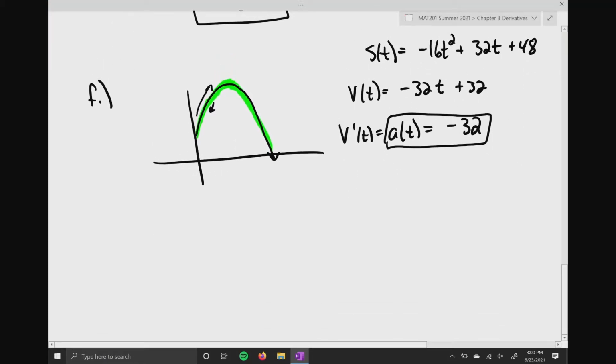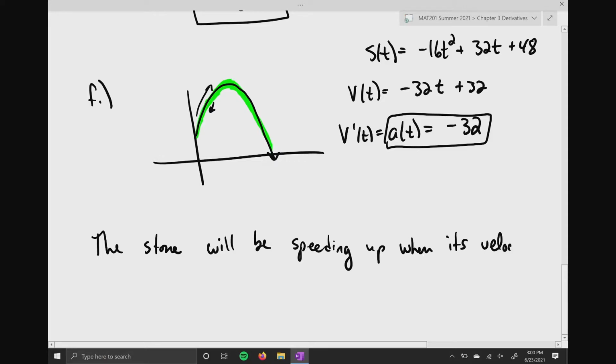summarize what's happening here in answering the question, on what intervals is the speed increasing? Well, I'm just going to write out a nice sentence here: the stone will be speeding up when its velocity is also negative. Okay? Now, what that means is this.